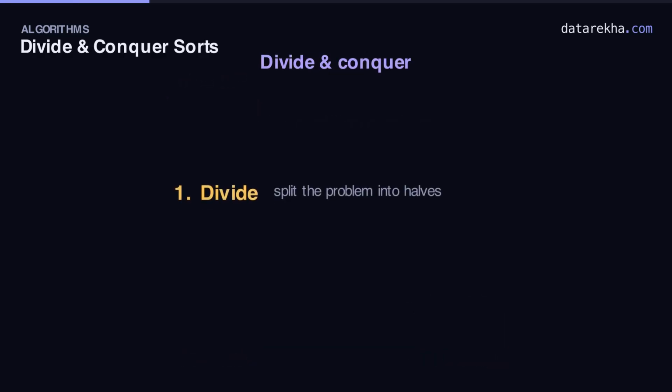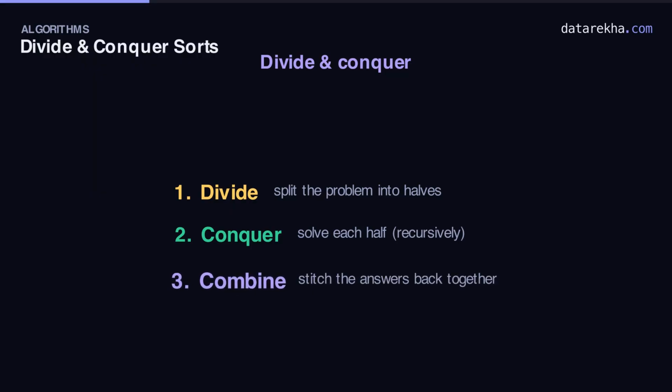The whole idea has three moves. First, divide. Take the problem and cut it into smaller pieces, usually into halves. Second, conquer. Solve each smaller piece. And since each piece is the same kind of problem, you solve it the very same way, recursively, until the pieces are so tiny the answer is obvious. Third, combine. Take those solved pieces and stitch them back into one answer for the whole. That final combine step is where the real cleverness lies.